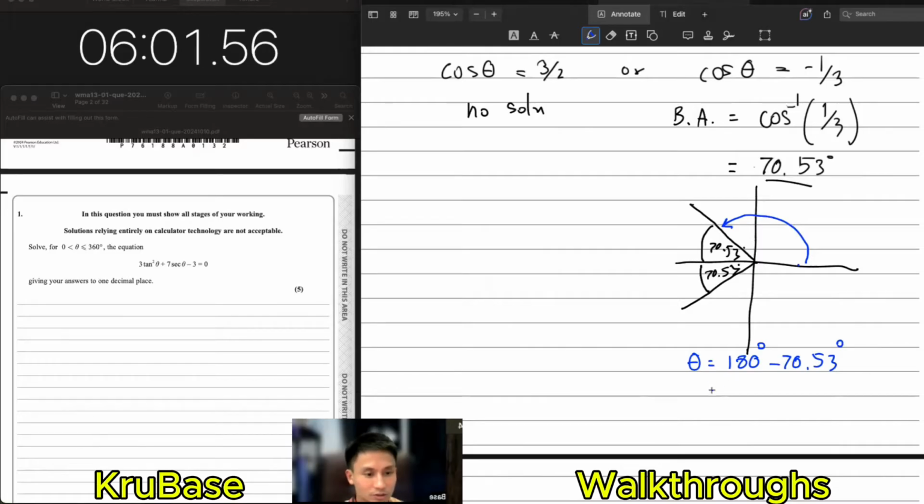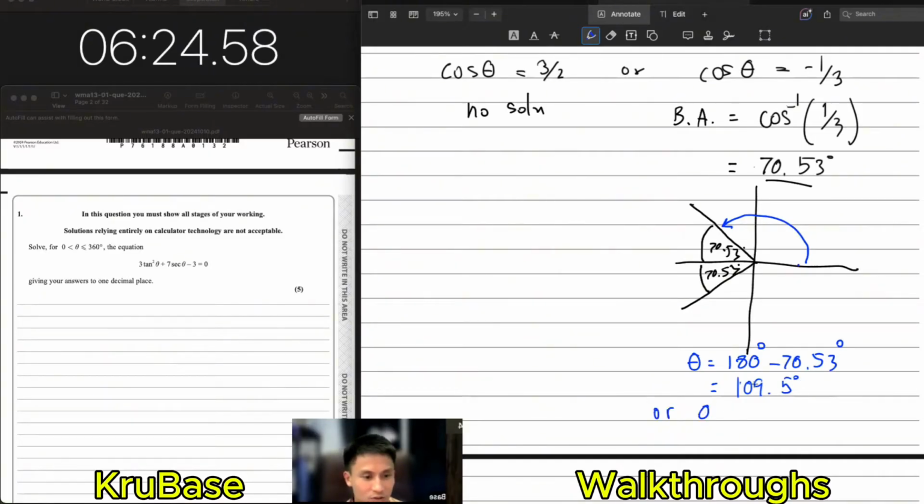So this one, I'm just going to say, okay, 180 minus 70. I probably don't need a calculator for that. So this is 109.47. All right. See if I got that right. Yeah, I should. Okay. Or equal 109.5 to 1 decimal place, right?